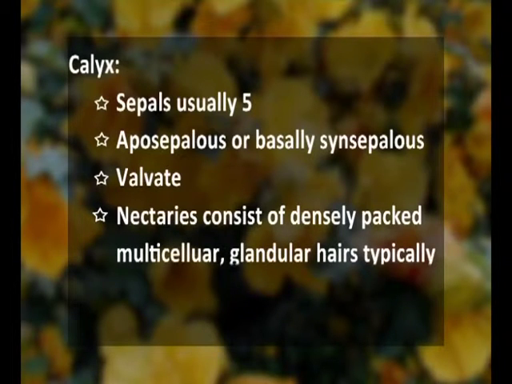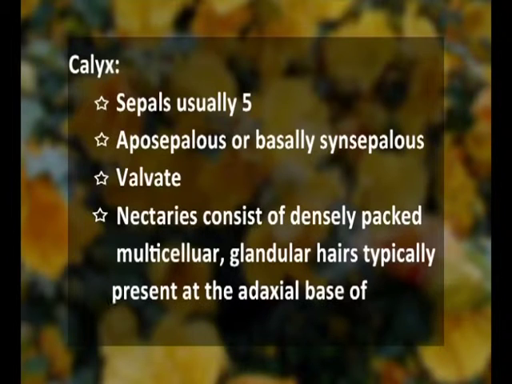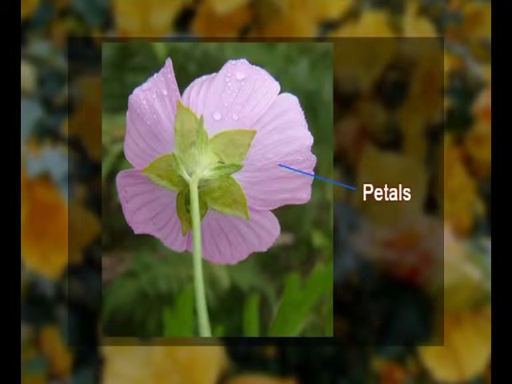These nectaries consist of densely packed multicellular glandular hairs that are present at the adaxial base of the calyx. Now the second part of the flower, that is corolla, which is always an attractive part of the flower. It comprises the usual petals, which number about 5. But rarely we also see flowers with only 3 or 4 petals.